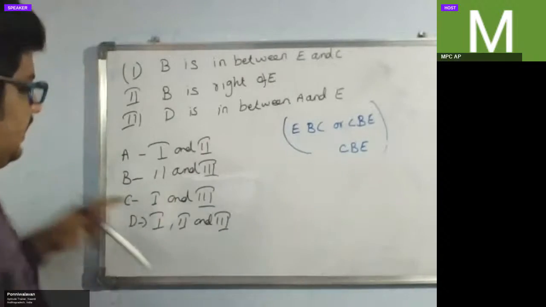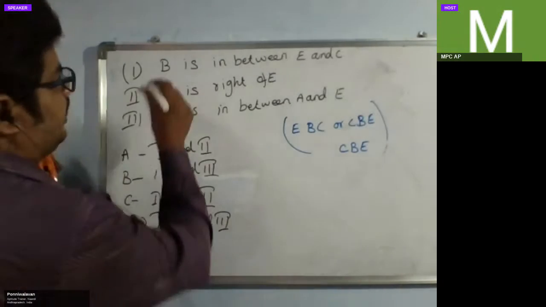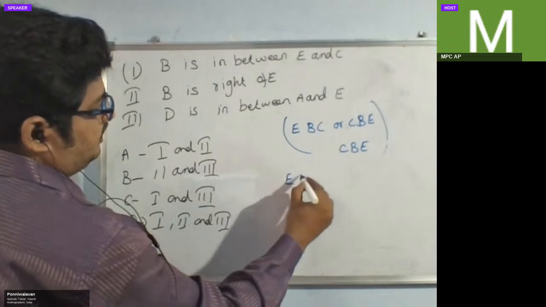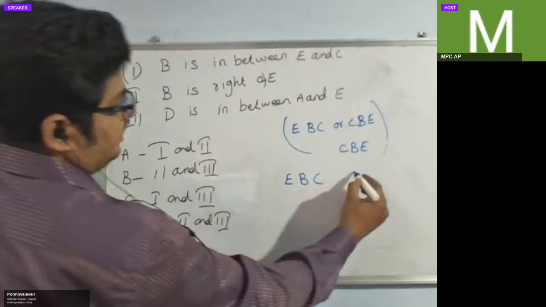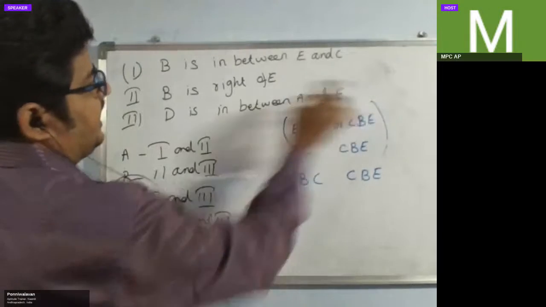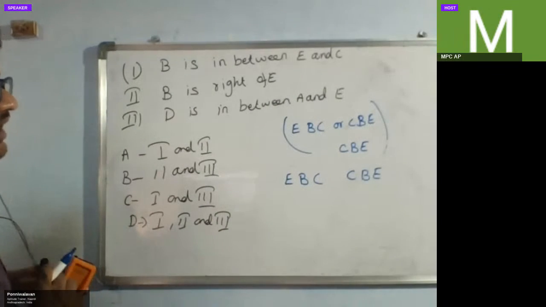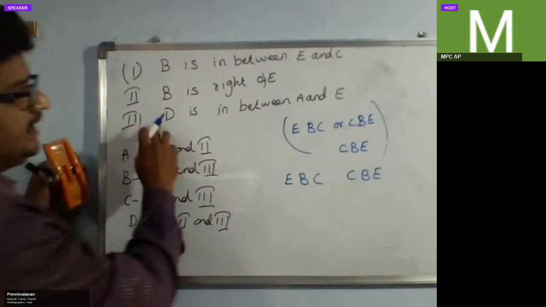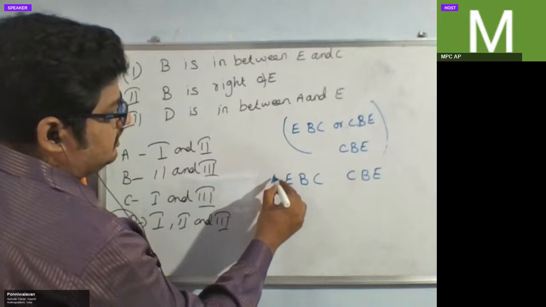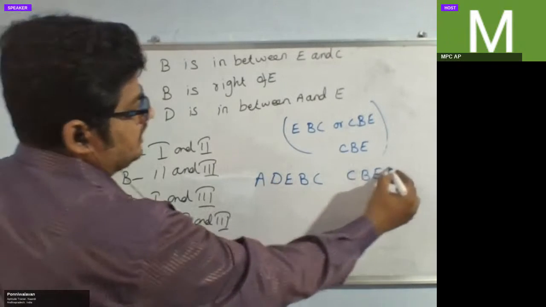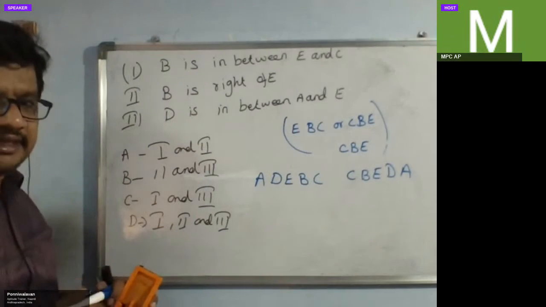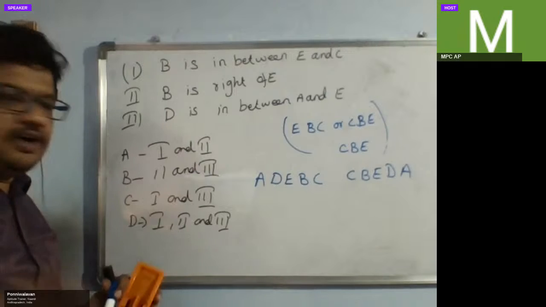Okay. Now check 1 and 3. B is in between E and C, so it may be EBC or CBE. D is in between A and E. Okay, A and E, yeah. D, A.